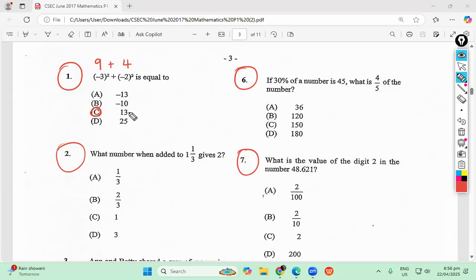What number, when added to 1 and 1/3 gives you 2? This is a primary school question, right? If you have 1 and 1/3 cake and you need 2 cakes in total, obviously 2/3 is missing. So for those who never really did a CXC multiple choice paper, I think you're pretty happy with what you're seeing so far, right? If 30% of a number is 45, what is 4/5 of the number?